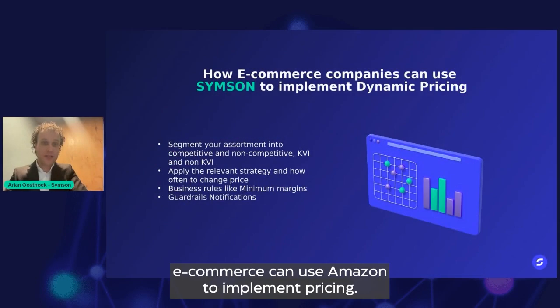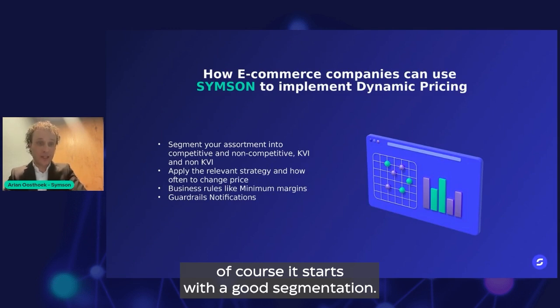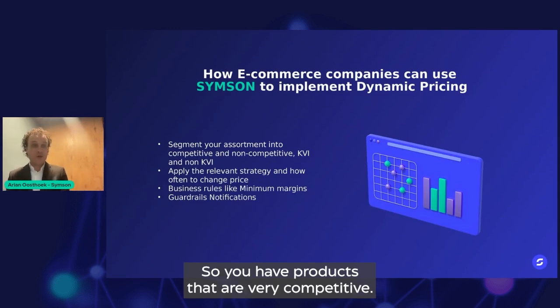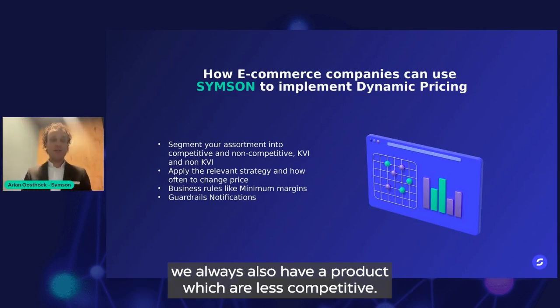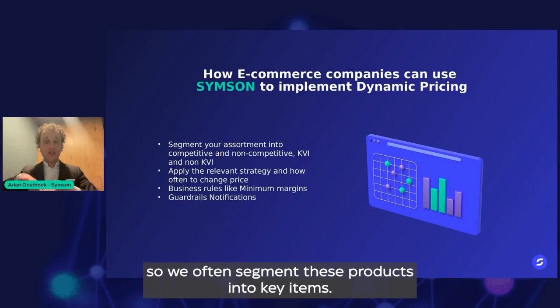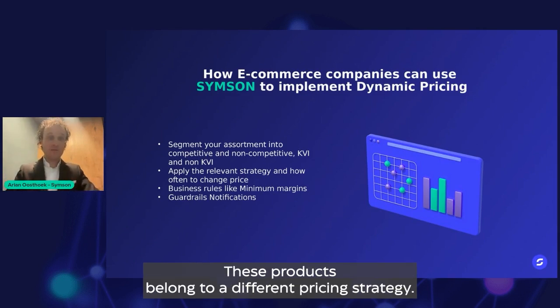So how can e-commerce use SYMSON to implement pricing? Of course, it starts with a good segmentation. So you have products that are very competitive. In this case, we have the Amazon or the microwave product. We always also have products which are less competitive. So we often segment these products into key value items, and these products belong to a different pricing strategy.